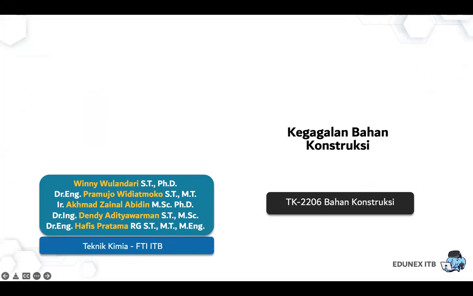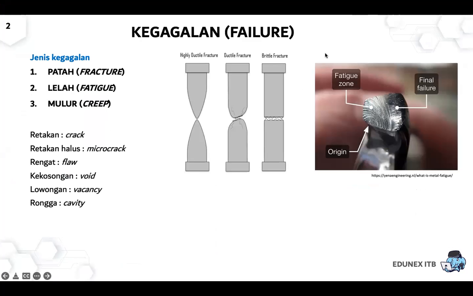Okay, so kegagalan, or failure and fracture. We're going to learn about fracture, and failure is something we don't want to experience. There are three types of failure: fracture, patah; fatigue, lelah; and also creep, mulur. This is an example of metal fatigue.